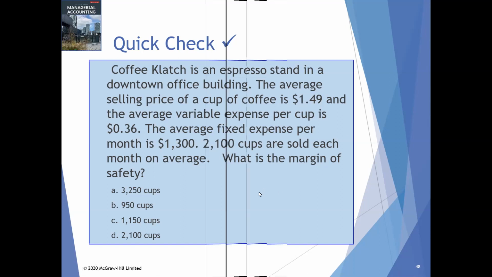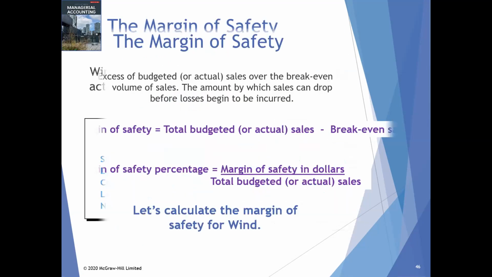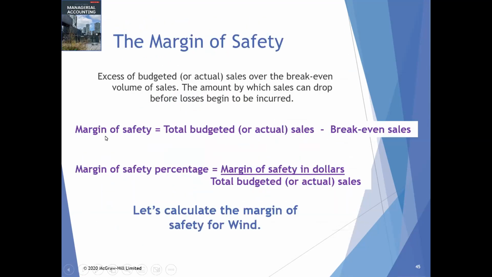I can show you one more time the formula here. Margin of safety is the total budget or actual sale minus break even sale. Break even sales, you know that, is fixed cost divided by CM ratio. So that is the break even sales in dollars. Okay, so that will be margin of safety.